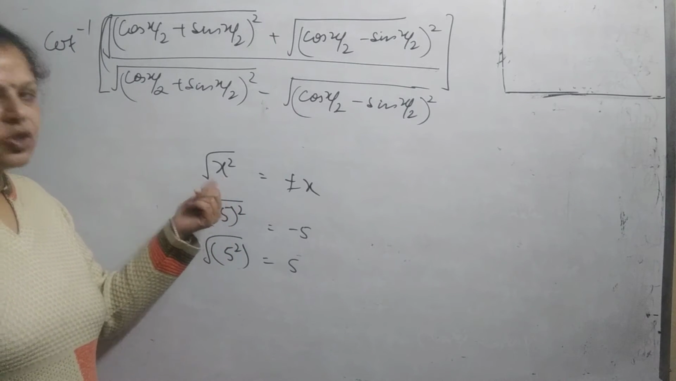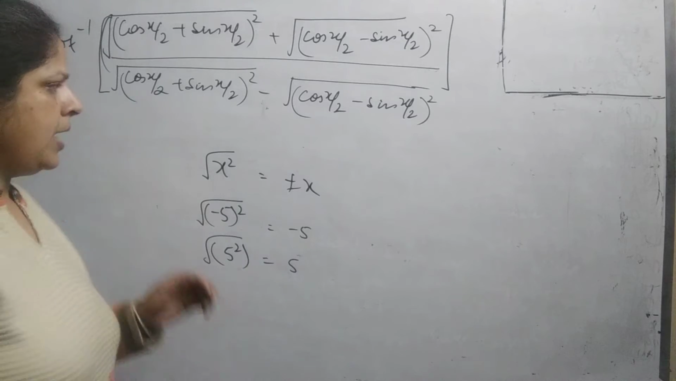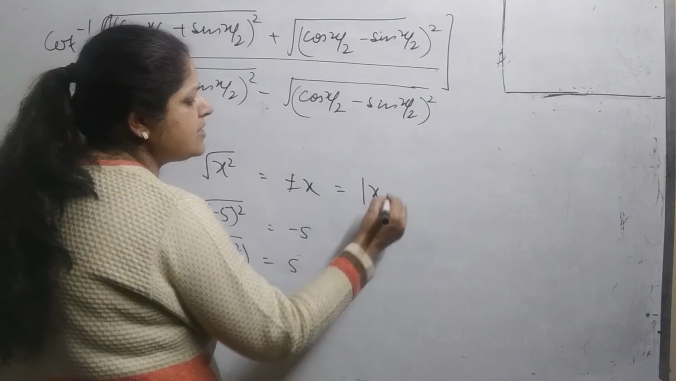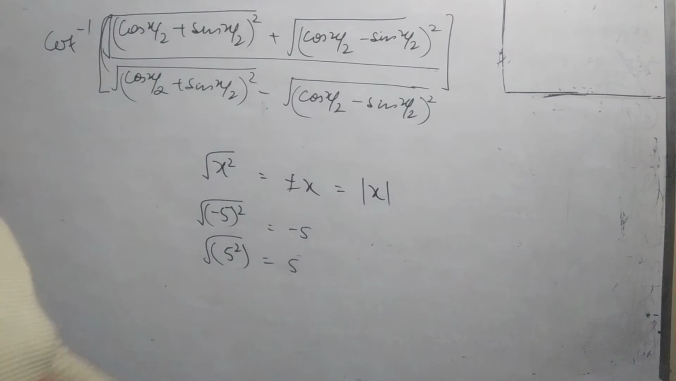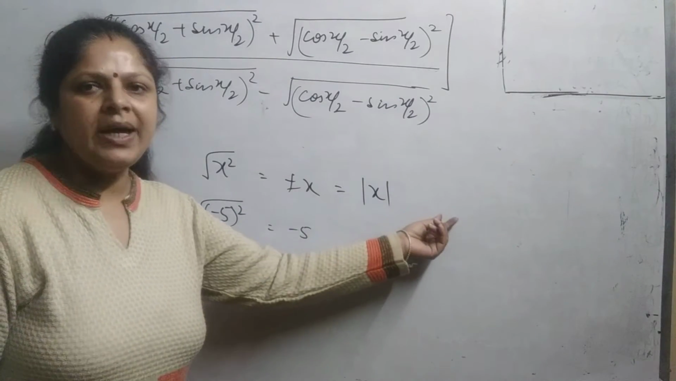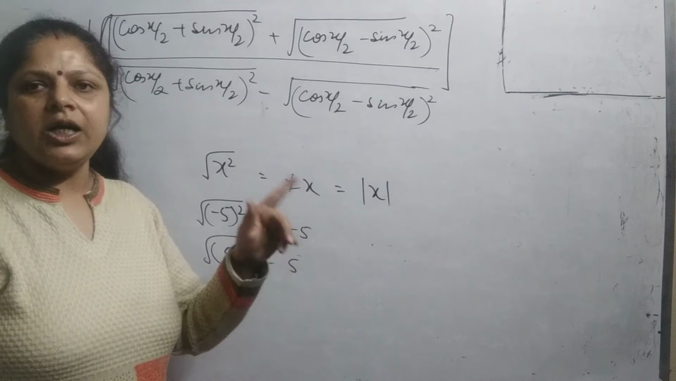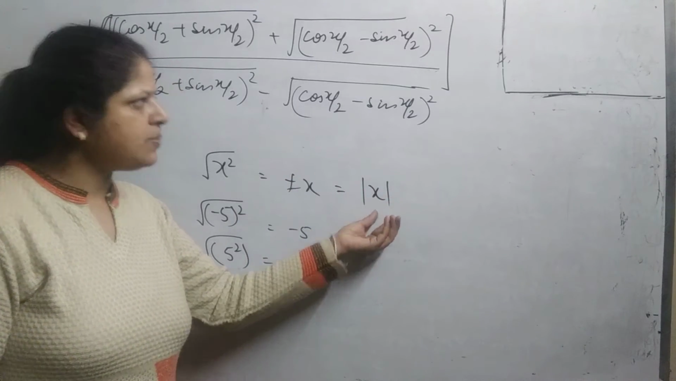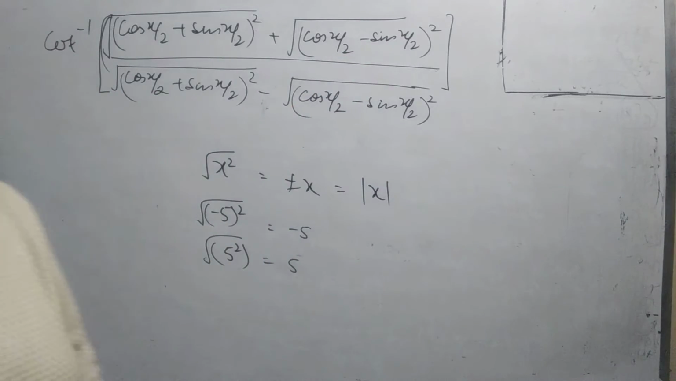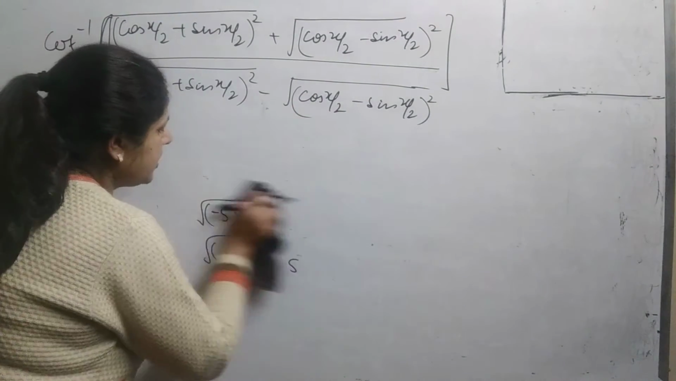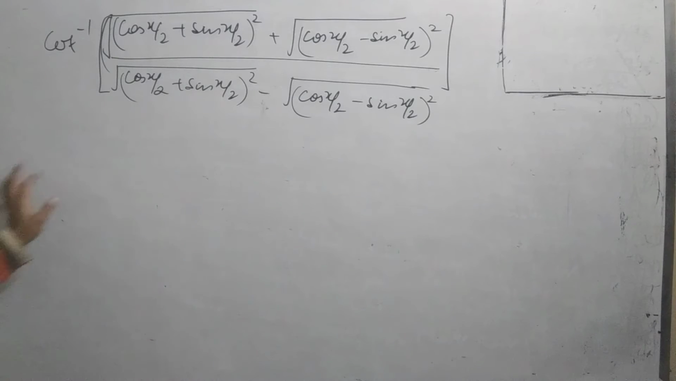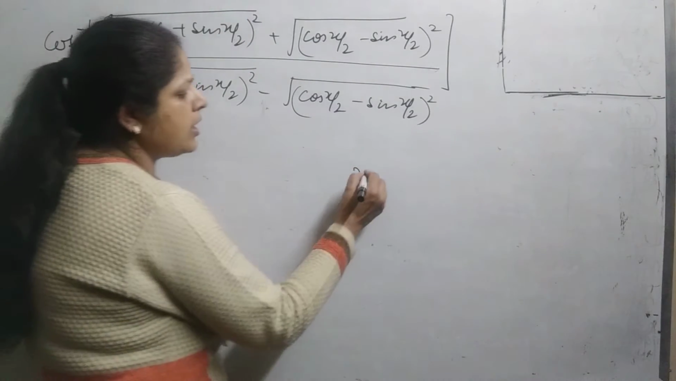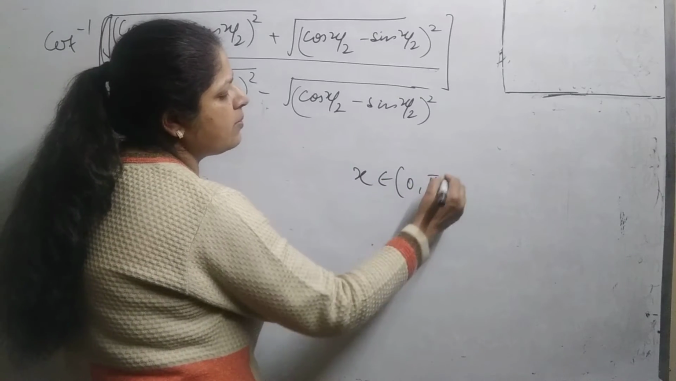So keeping this concept in mind, I can write under root of x square as mod x. Now we know mod x can become x or become minus x depending upon whether this x is positive or negative. So that concept I am going to use here. See how I am going to use it. First part is cos x by 2 plus sin x by 2 square and under root. Here if I see, the question has given x belongs to 0 to pi by 4.